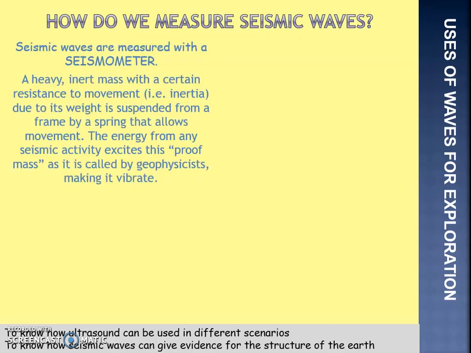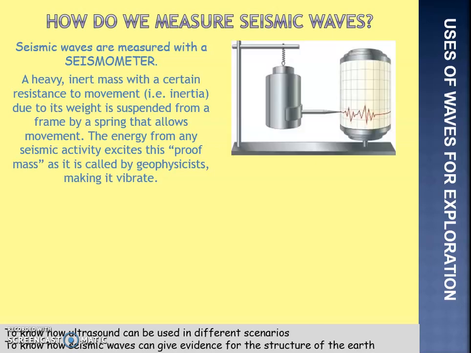A heavy inert mass with a certain resistance to movement, which is inertia, so it's not going to move easily due to its weight, is suspended from a frame by a spring that allows movement. The energy from any seismic activity excites this mass, causing it to vibrate. So it looks like this. So if the earth vibrates, that mass will move up and down, and we can take that scale on the graph next to it.